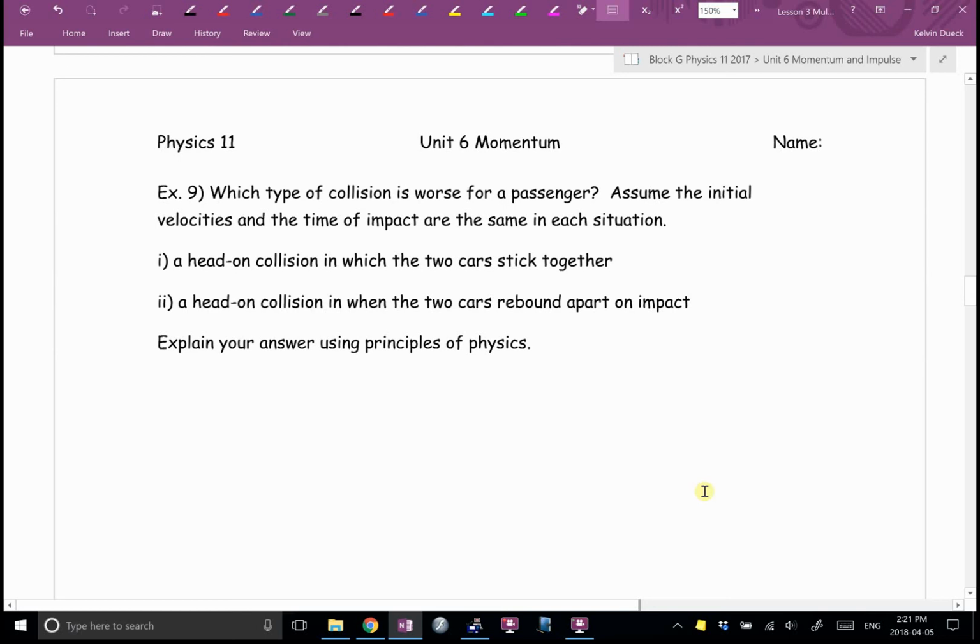So, which type of collision is worse for a passenger? Let's assume that the initial velocities and the time of impact are identical. Which type of collision is worse? A head-on collision in which the two cars stick together? Or a head-on collision in which the two cars bounce apart after impact?